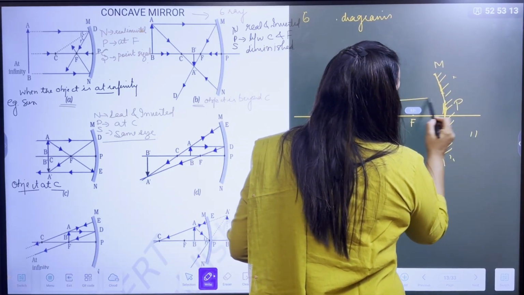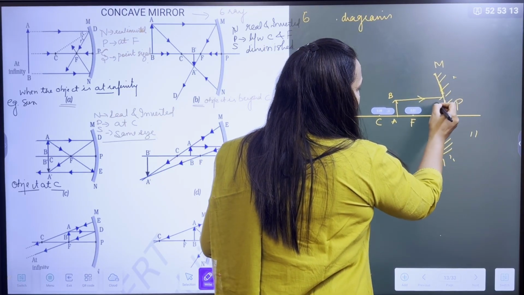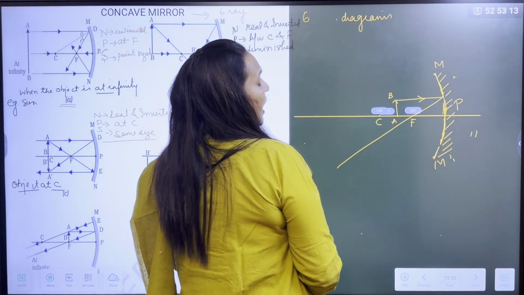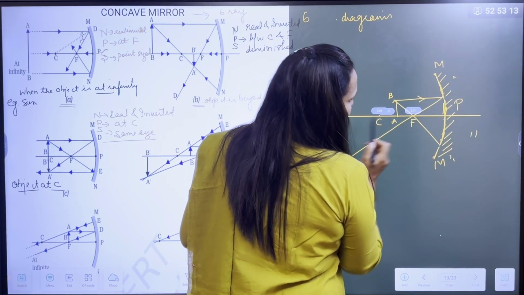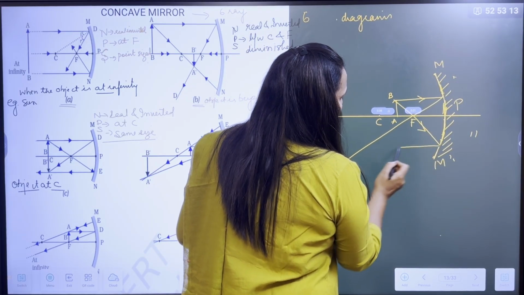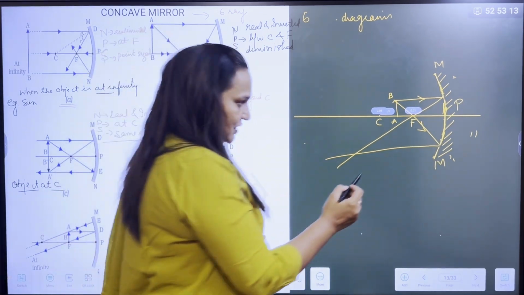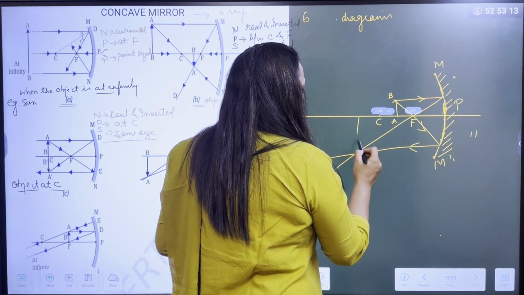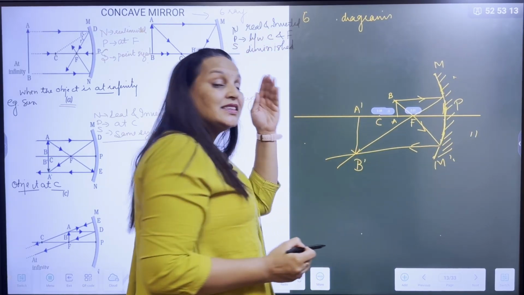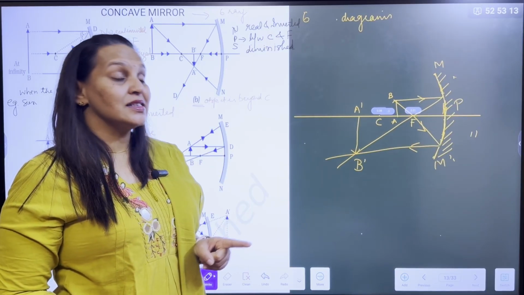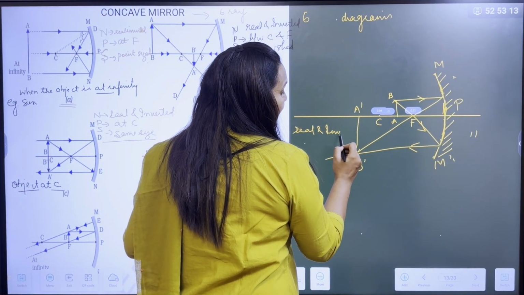So first ray goes parallel to the principal axis. Then how will it refract, guys? It will pass through the focus. And how will the second ray go? Second ray goes through the focus, and if any ray passes through the focus, how does it reflect? Yes, it becomes parallel to the principal axis. So this is your image. Again, your image is below the principal axis, so it is real and inverted.